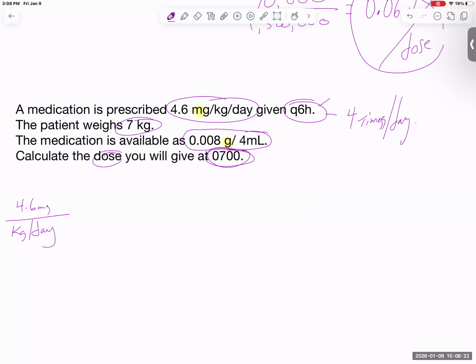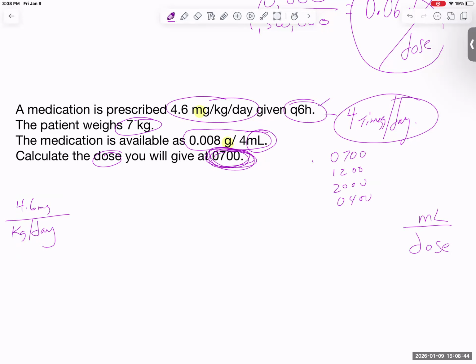So let's look at it. What am I solving for? It comes in a liquid, so it's milliliters per dose. It's asking me a specific time to solve for. So this patient's going to get it 4 times a day, so it may be 0700, maybe 1200, maybe 0400, but either way, they're going to get 4 doses. So I have to keep that in mind. So I'm solving for 1 dose, the 7 a.m. dose. All right.